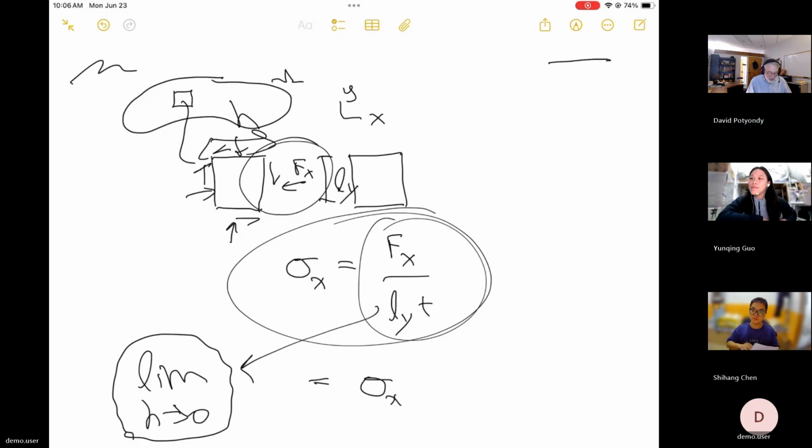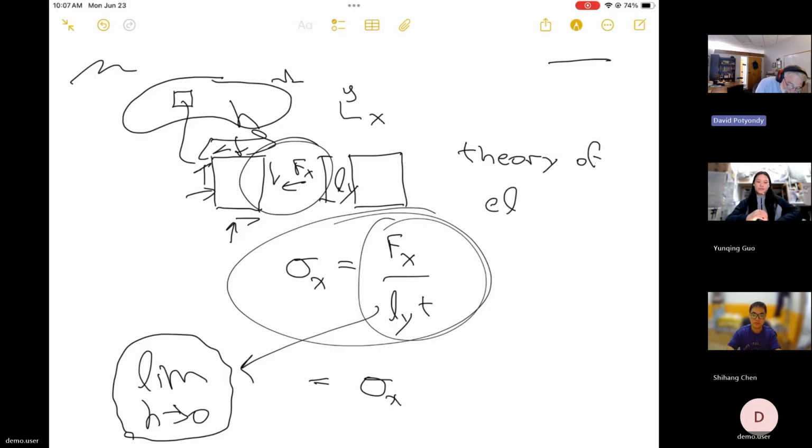Okay. However, usually for engineering purposes, and usually even for rock mechanics purposes, we are operating at a length scale much bigger than the atomic scale. And therefore, this continuum assumption is extremely useful. And so everything, have you heard of this? They call it theory of elasticity.